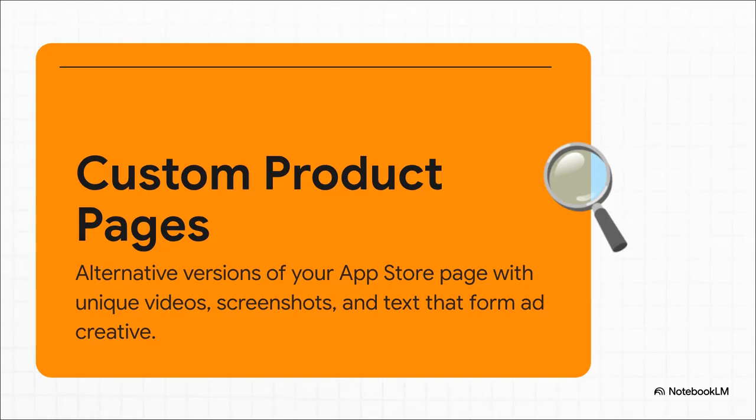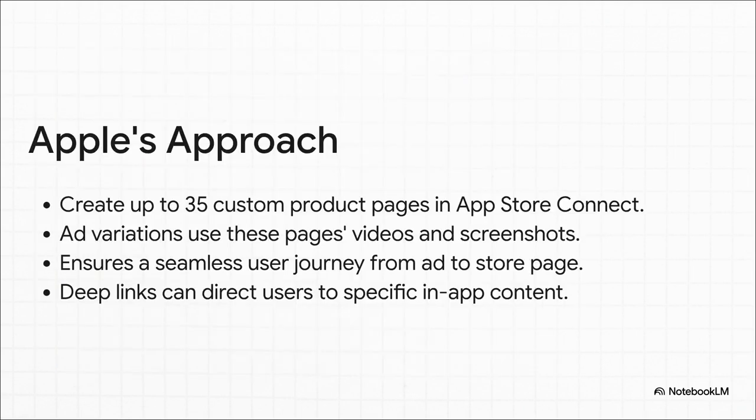Okay, deep breath. Now let's talk about Apple. Because Apple plays by a completely different rulebook. I want you to forget everything we just said about HTML files and zip packages. Apple's ad system isn't about running your code. It's all about something they call custom product pages, which are basically different versions of your App Store page that you build yourself, right inside App Store Connect. So with Apple, you can create up to 35 different storefronts for your one app.